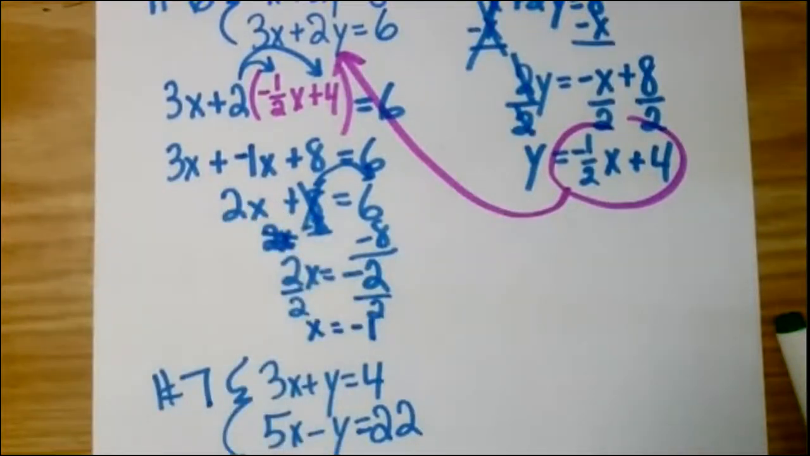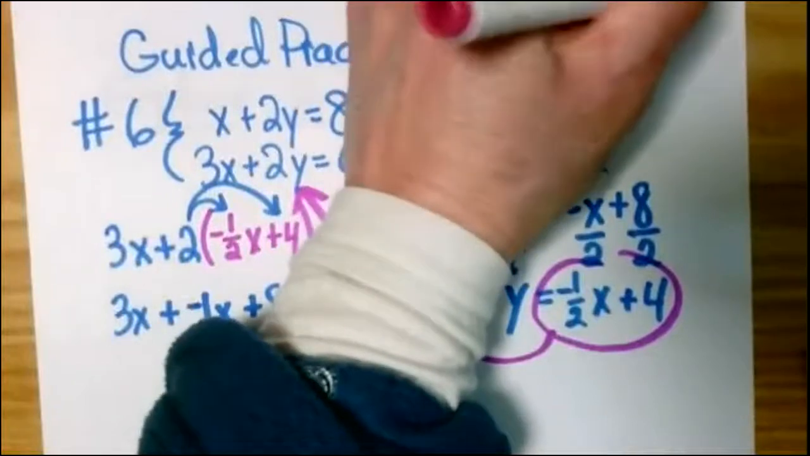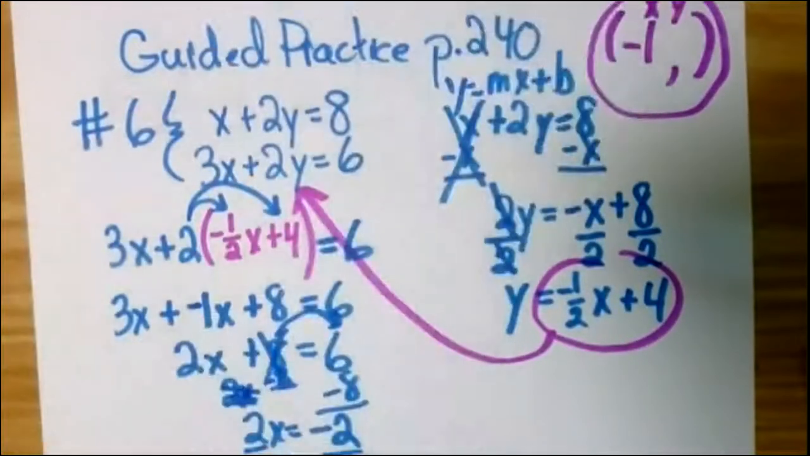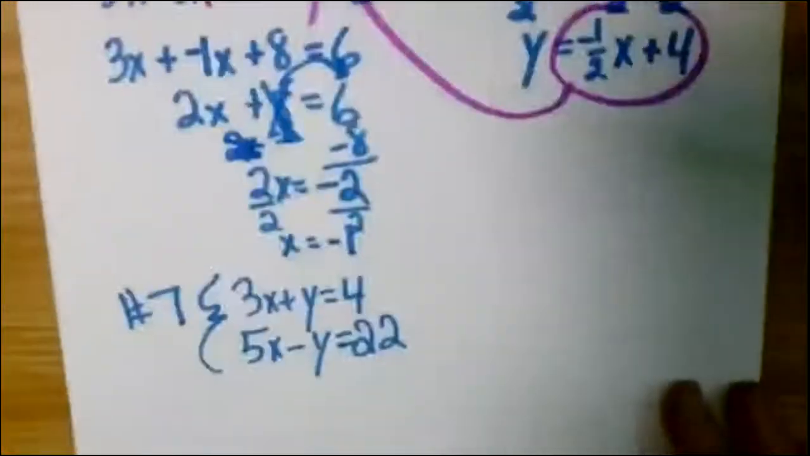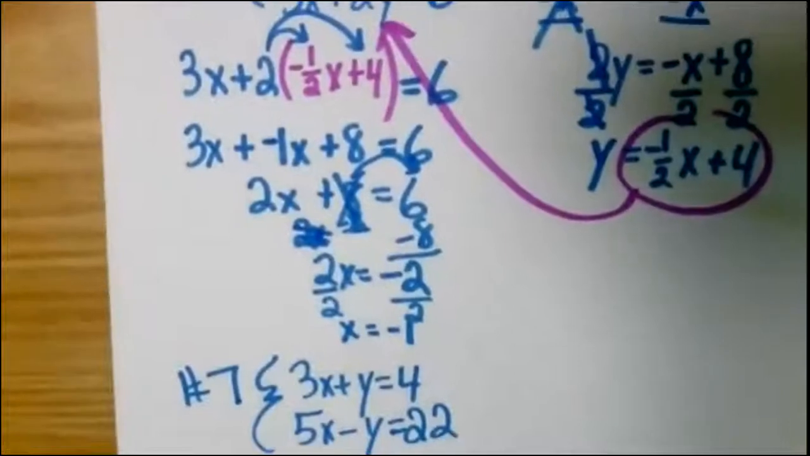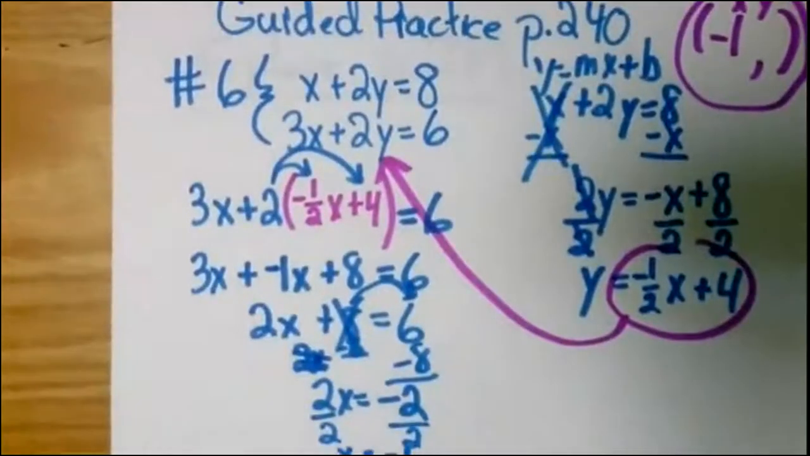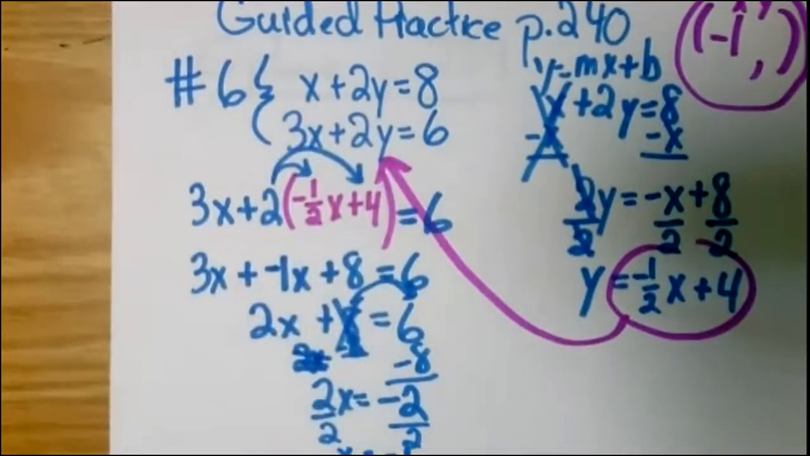So that's my X solution. Can I write that up here? I'll put negative 1. I don't know what the Y value is yet, so I've got to plug my value for X back into one of the other equations. It doesn't matter which one. If I go back up here, the easier equation to plug negative 1 into, to me, looks like this one. So I'm going to plug it into that one.